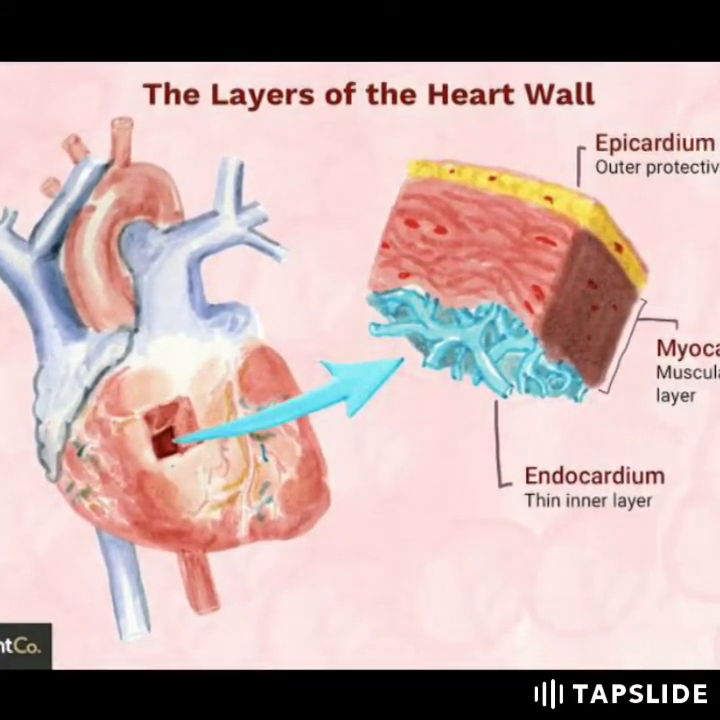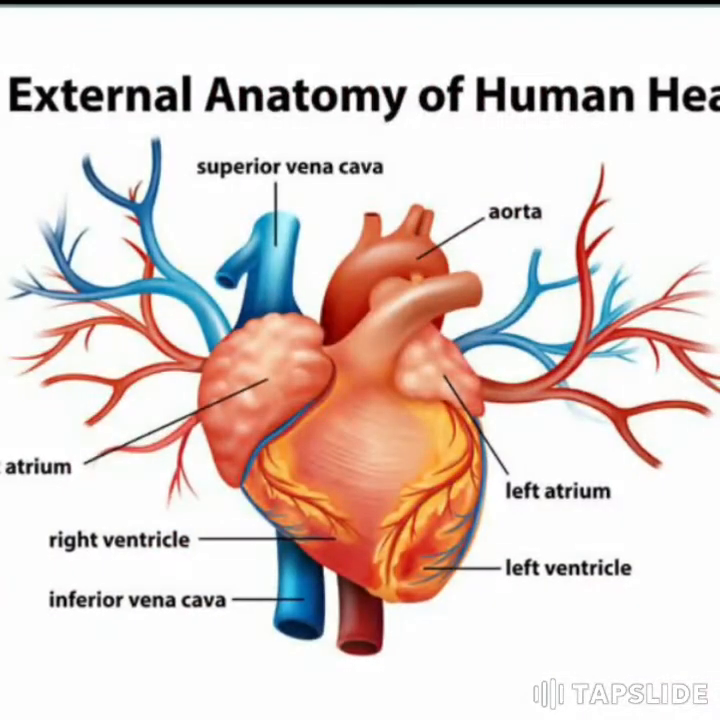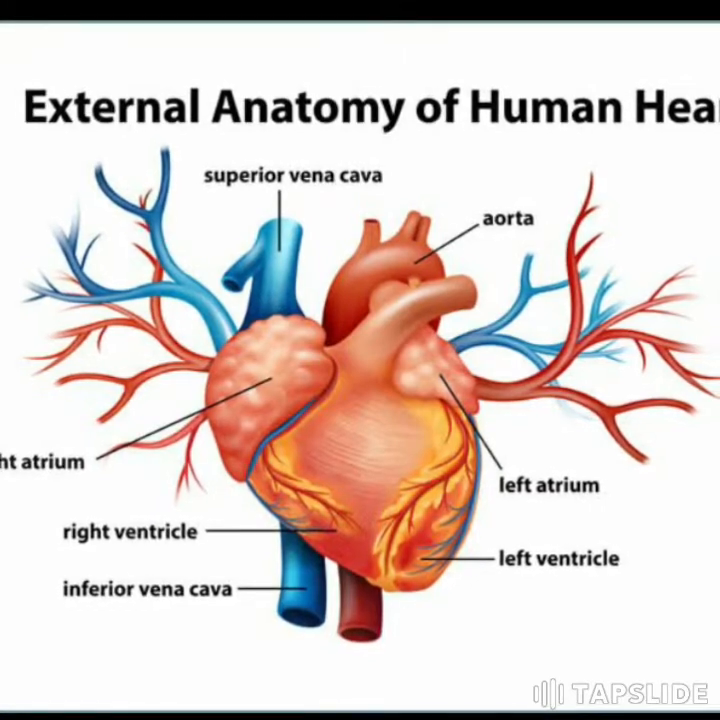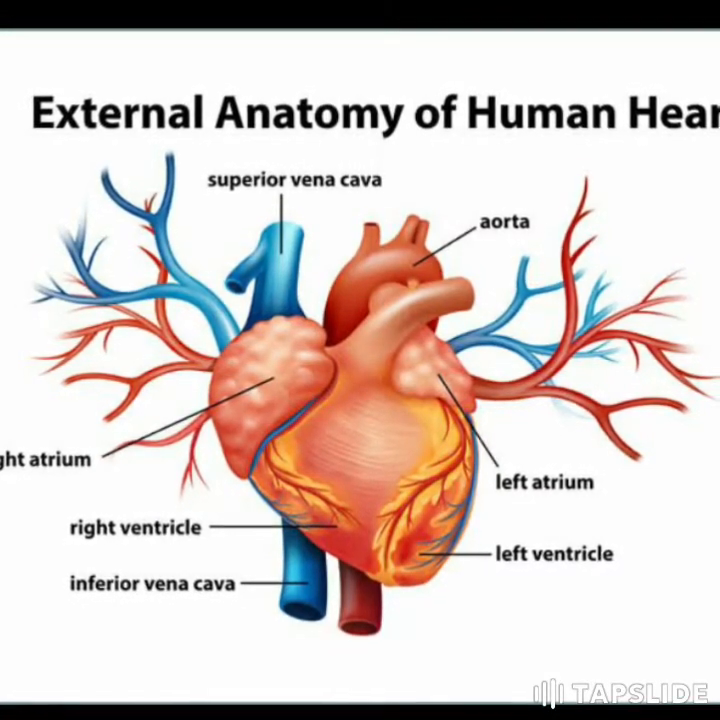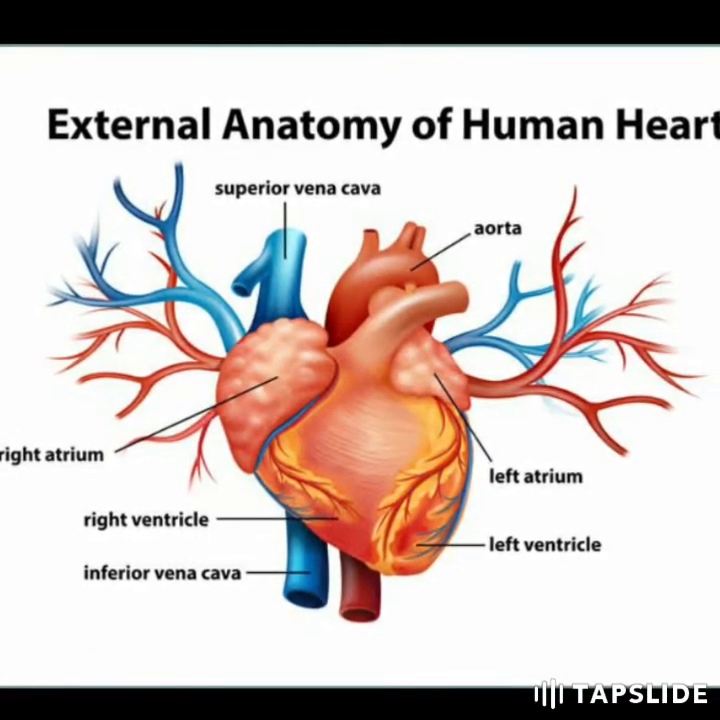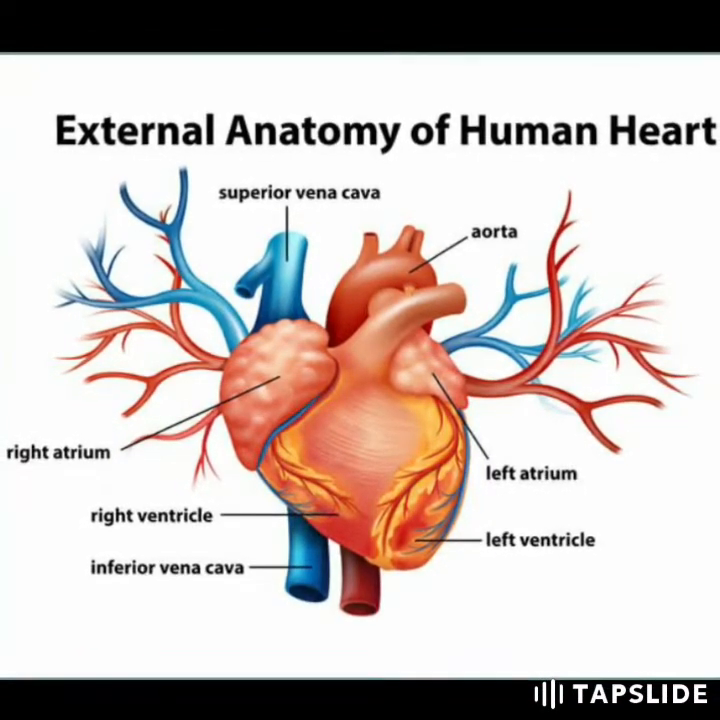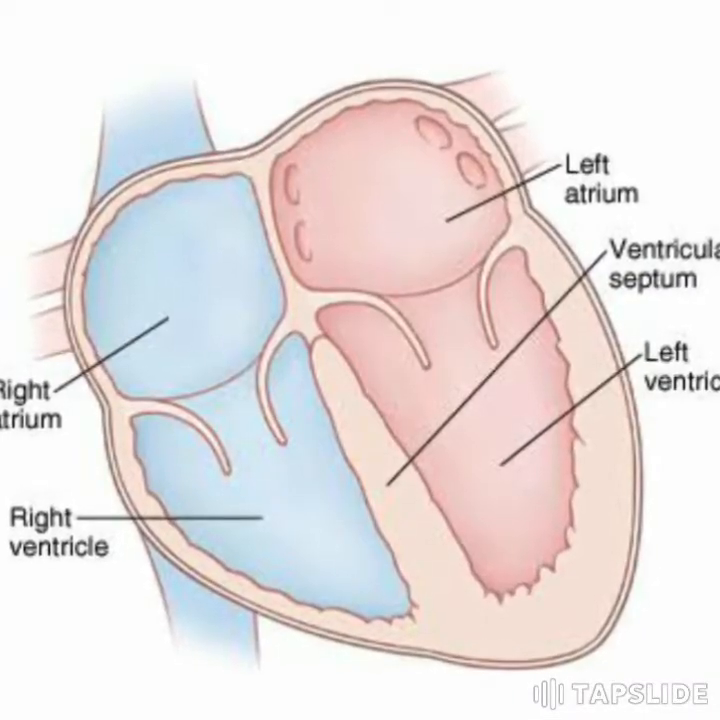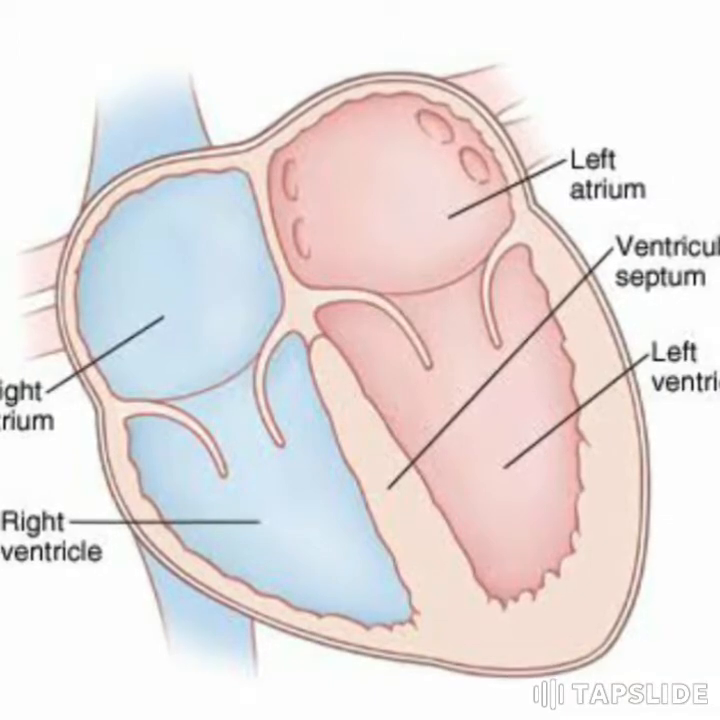Now coming to the structure of the heart, we have four chambers. The upper two chambers are known as auricles and the lower two chambers are known as ventricles. Auricles are always called receiving chambers and ventricles are always called discharging chambers.